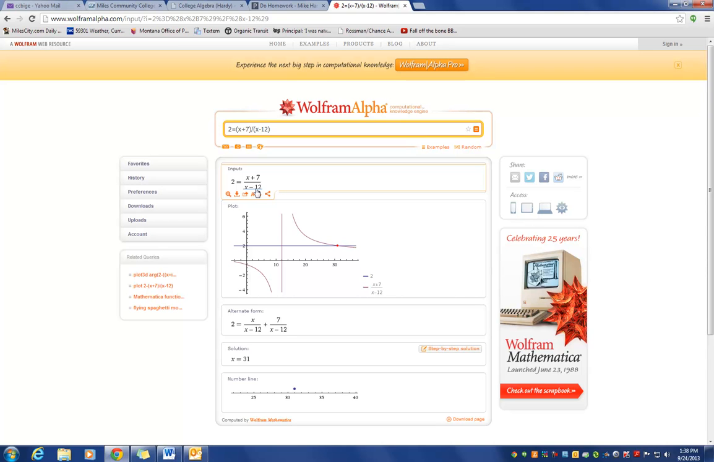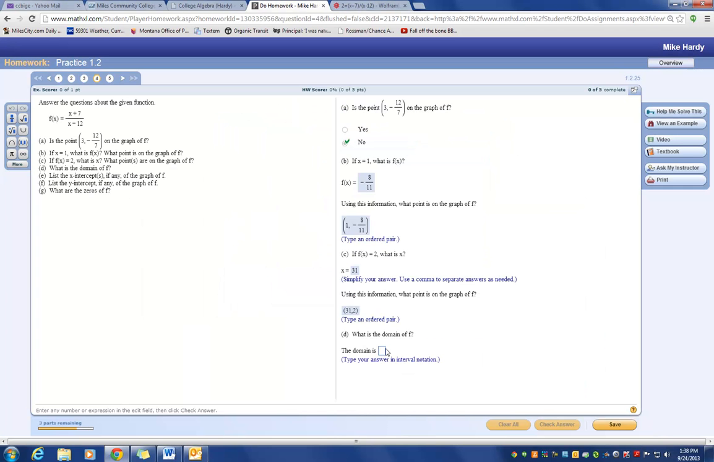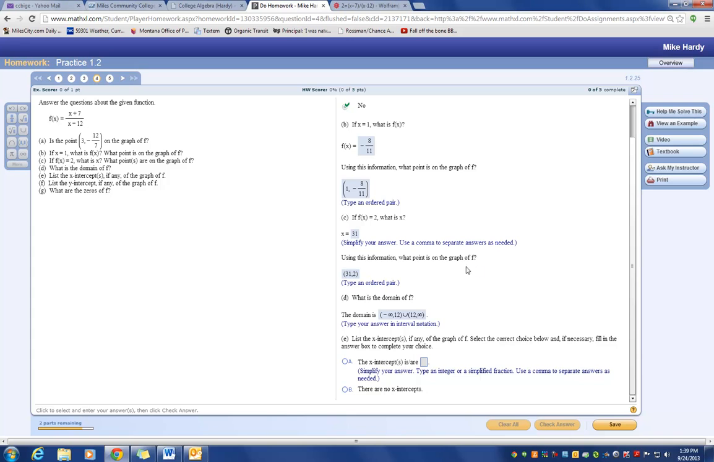So again, we have the problem where finding a domain is usually about finding what x can't be. So x cannot be 12. It can be any other real number but 12. So the domain in interval notation starts with -infinity, goes up to 12, does not include 12, and then starts again at 12 and goes all the way up to infinity. And so that's the way we say everything but 12. Nice work.